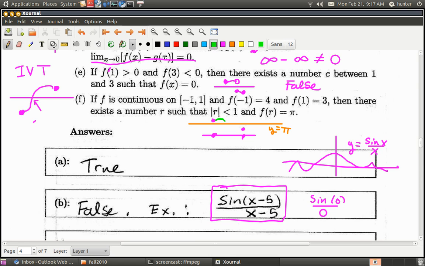And so the intermediate value theorem applies. So there's no way to continuously get across this line without touching it. And so what happens when you do that? You get some r here, and it turns out that f of r is pi, because the input r is getting sent up to height pi, right? So f of r is pi. So the answer to F is true. All right, and so that's how you do this problem.